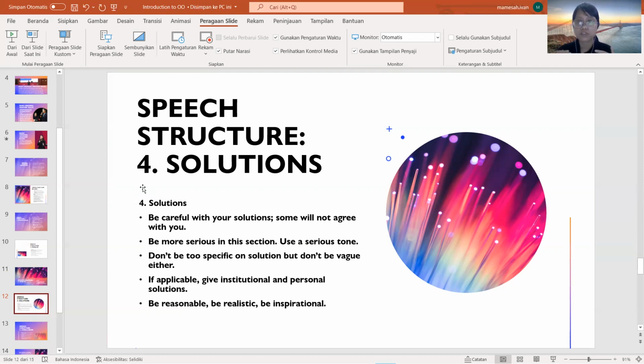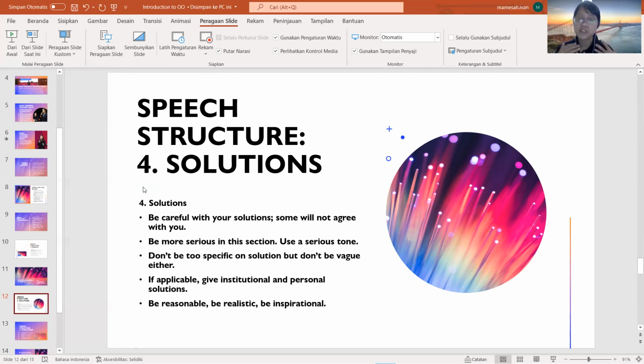Use a serious tone. So if previously you already used humor, you already tried to entertain the audience, the judges, when we're talking about solution, it means that we're trying to find a solvency regarding a problem. Because in the previous part, on the effect part, we already talked about the negative impact that is currently happening in the society. So it's only ideal for you to be serious in trying to find a solvency regarding that issue. Try not to be humorous, try to be more serious, of course.